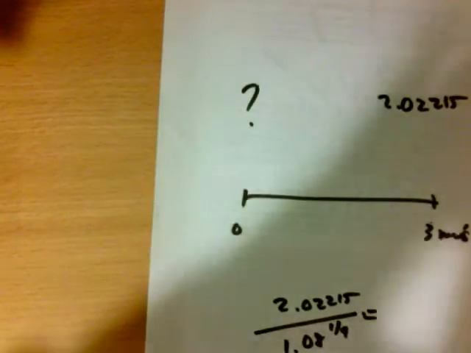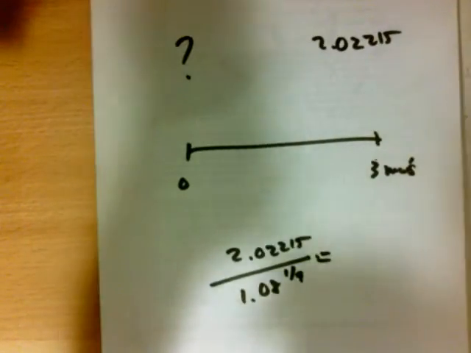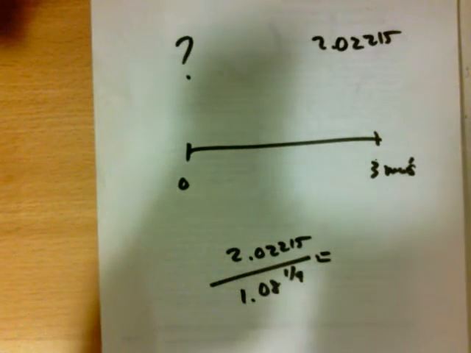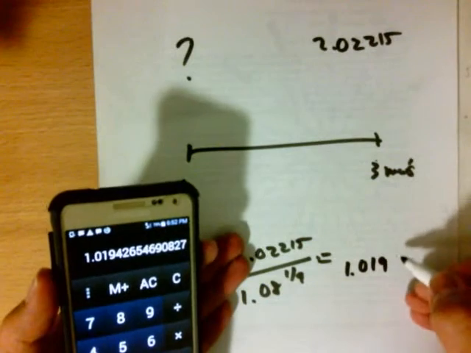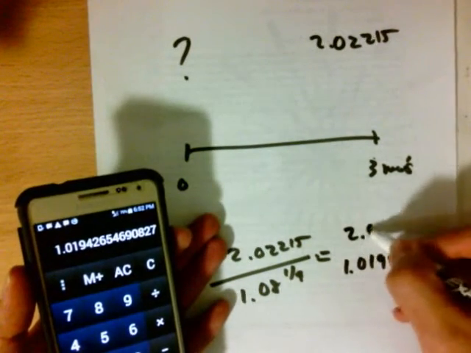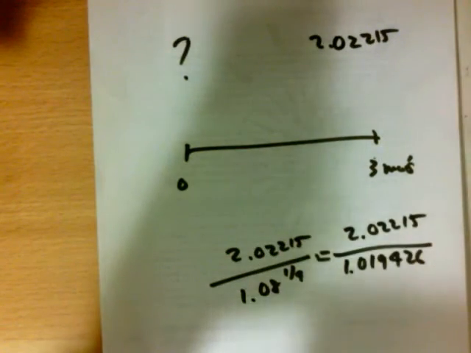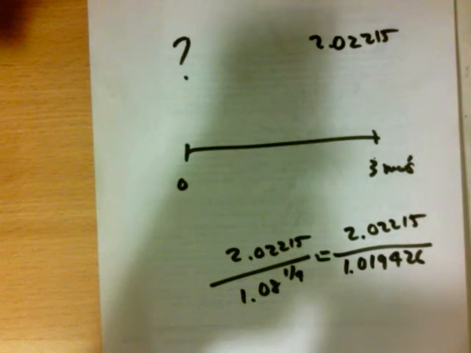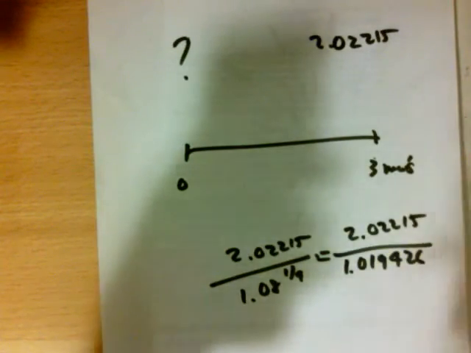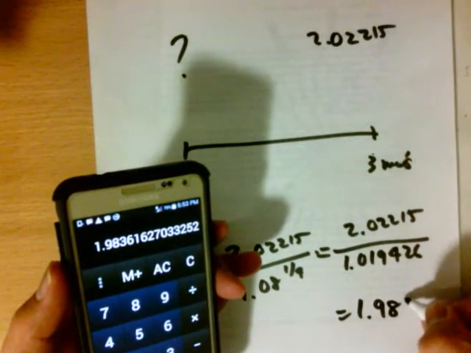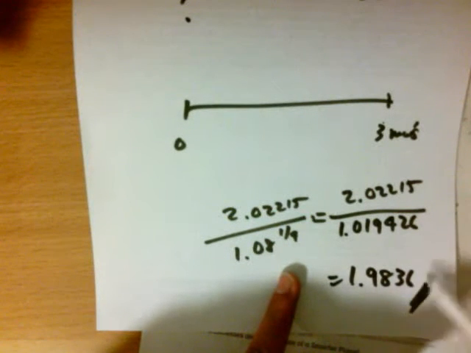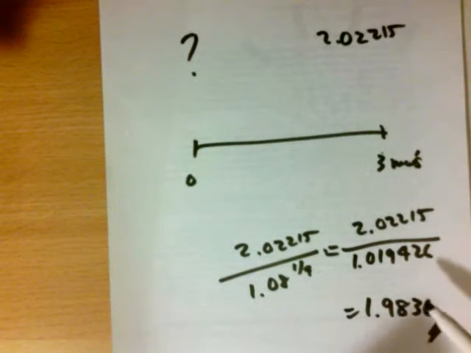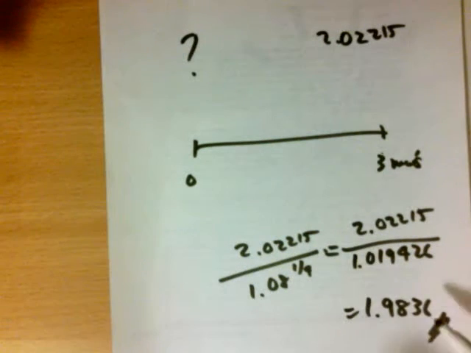Okay, and I'm going to get 1.08 to the 1/4 power, which is 1.019426. And this is 2.02215. 2.02215 divided by 1.019426, you should get 1.9836 right there. And that is the value of the call option, I'm sorry, this is the value of the call option today, if the call option is 3 months long, exercise price equals 28, and the risk-free rate is 8%. Okay?